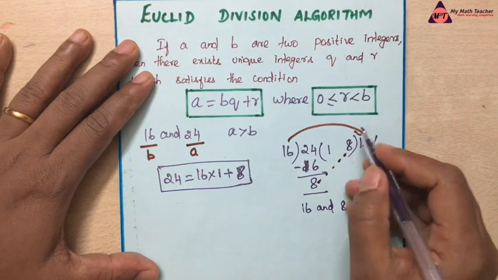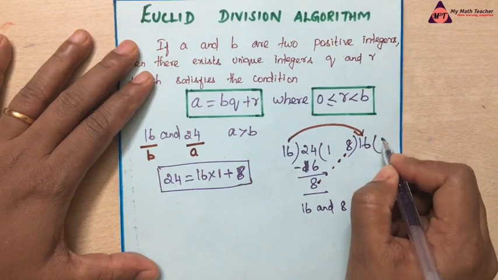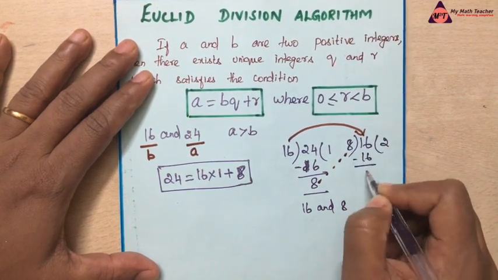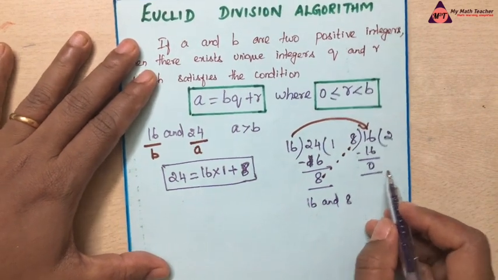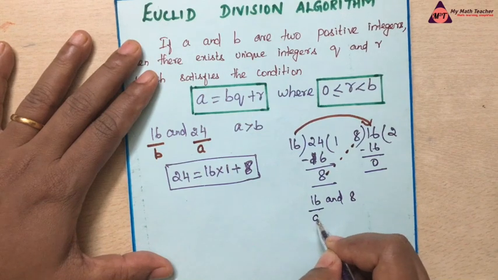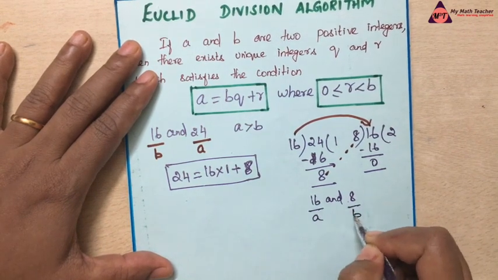Now there are two 8s. 8 2s are 16. So 16. Now we have got the remainder as 0. This is a now and then this one is b.